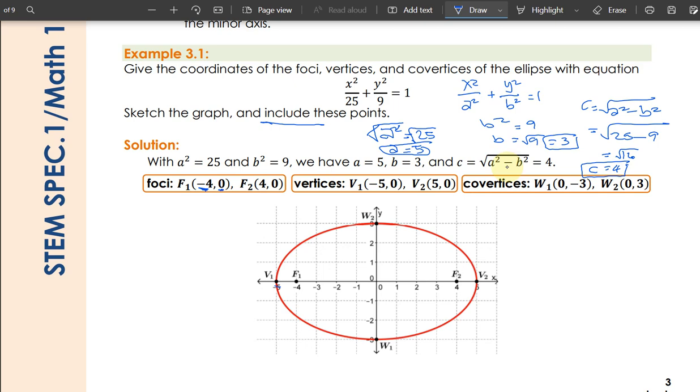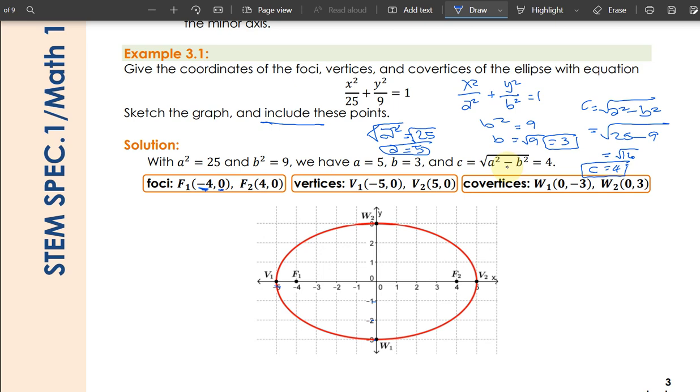Next is the co-vertices. For the co-vertices, we go up and down. Since x is 0, x stays here. Then y is negative 3, so we go down: negative 1, negative 2, negative 3. The other co-vertex is 0 and positive 3, so we go up to positive 3. So this is your co-vertex.